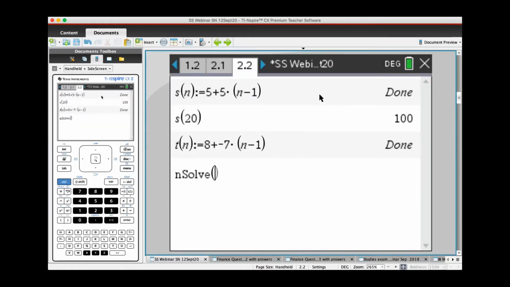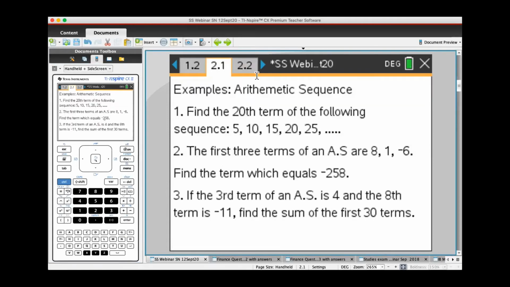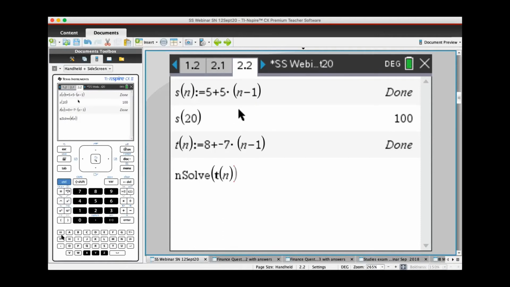All right, this solves, and I can say, okay, my T of n... go back to the question. It says it is negative 258. So I'm going to say equals. The equal sign is here. And it is negative 258. Okay. I'm interested in finding the variable n. All right. And I press enter. And the answer is 39.